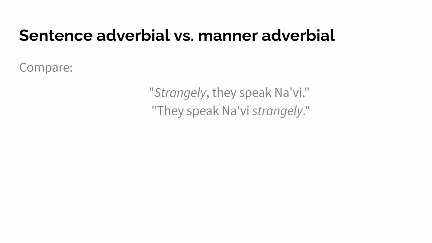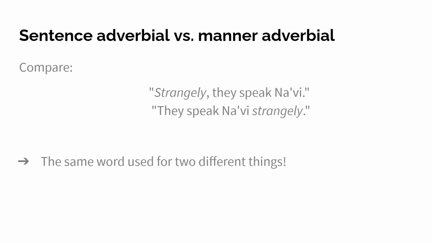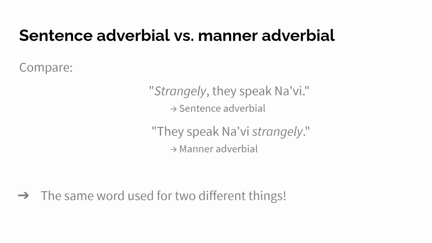What you here see is that in the first sentence, the strangely basically refers to the whole sentence. It's kind of a comment about the whole sentence, like, they speak Natvi, how strange. While in the second one, it's about how they speak. So how do they speak? They speak strangely. So here the strangely refers to the speak. In English we use the same word for two different things, and actually in Natvi in most cases we do the same, but there are some exceptions.